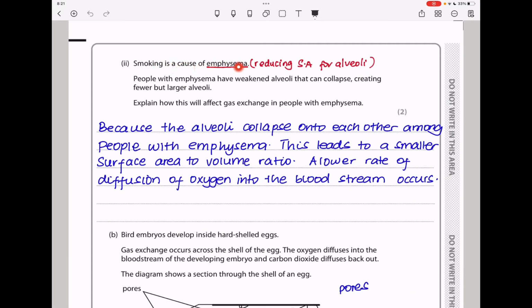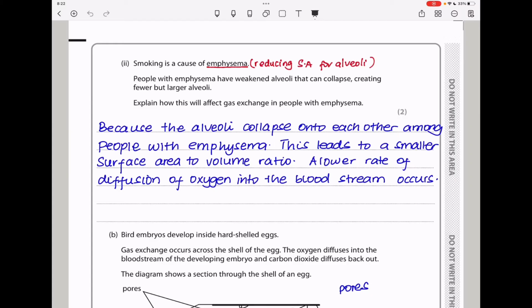Moving on. Smoking is a cause of emphysema. Emphysema reduces the surface area of the alveoli. So they say people with emphysema have weakened alveoli that can collapse, creating fewer but larger alveoli. Explain how this will affect gas exchange in people with emphysema. I've already said this reduces the surface area, and if that occurs, it means less oxygen is going to be taken in, or less gaseous exchange will occur, less oxygen will diffuse in, and less CO2 will diffuse out.